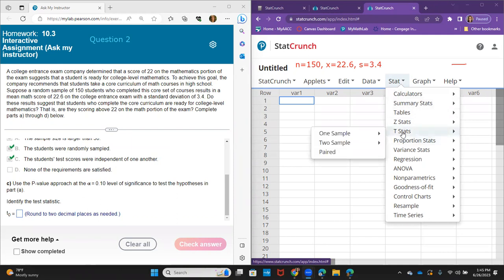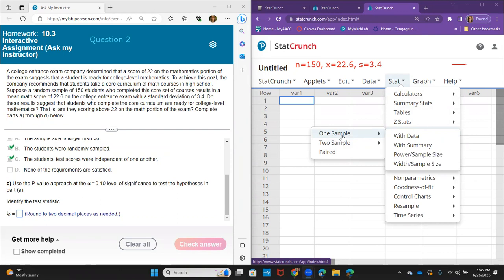So if these problems are a proportion problem, we go to proportion stats. If it's a means problem, we go to T-stats. Okay, and these steps, again, are going to be with you on your final exam. If you want to take a look at what those are going to look like, those are on the final exam information page and where you told me when you made your appointment.